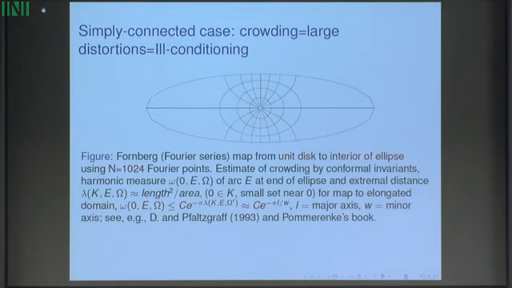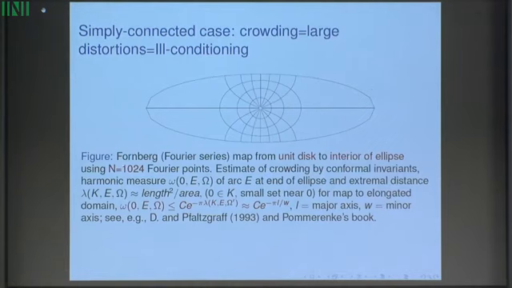Ill conditioning due to crowding, we've heard a bit about that. So map from a disk to what is this? A 3 to 1, or I think this is a 1 to 5 ellipse with 2 to the 10th Fourier points.